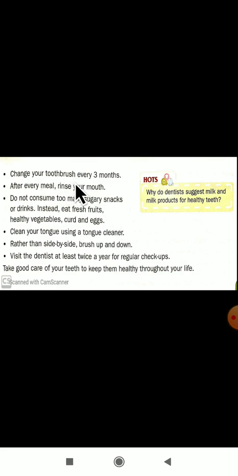Change your toothbrush every 3 months. After every meal, rinse your mouth. Do not consume too many sugary snacks or drinks. Instead, eat fresh fruits, healthy vegetables, curd and eggs. Clean your tongue using a tongue cleaner rather than side-by-side brush up and down. Visit the dentist at least twice a year for regular checkups. Take care of your teeth to keep them healthy throughout your life.